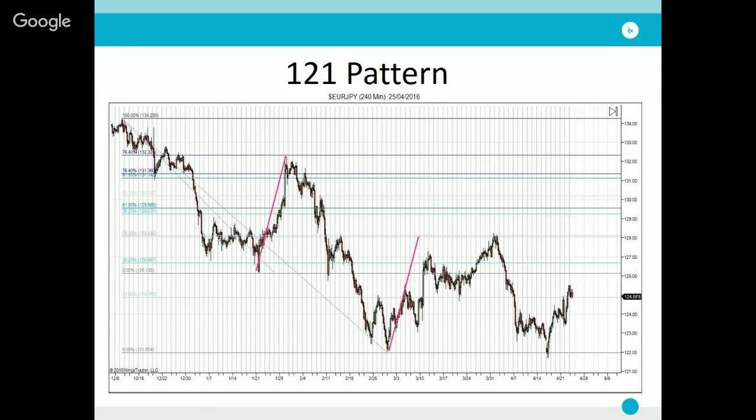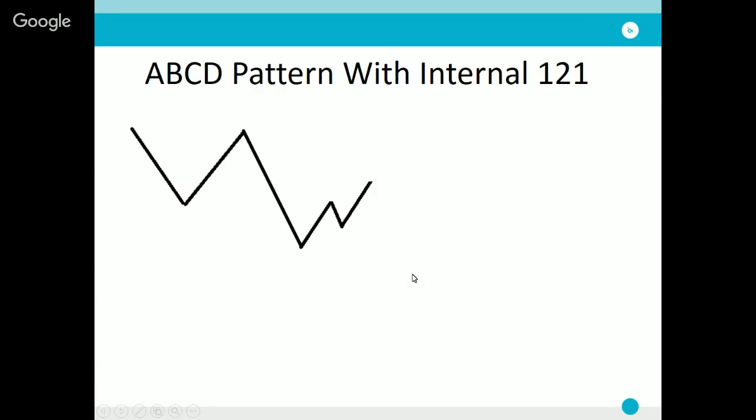And one of the best confluence patterns that we can get is where we get an ABCD pattern completing into the same location as a one-to-one. So essentially what we're looking for is this dynamic, whereby we get an ABCD pattern that completes in the final CD leg of a larger one-to-one. And where we have these two patterns completing at the same level, this really increases the likelihood of the pattern producing an anticipated reversal.